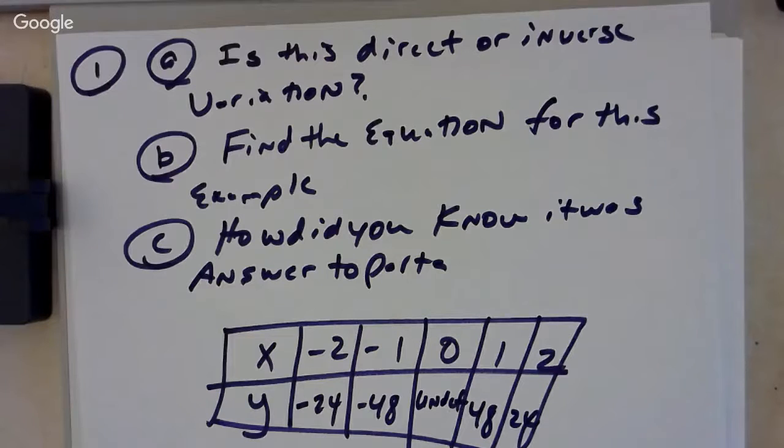Part A is this direct or inverse variation. Part B, find the equation for this example. And part C, how did you know it was the answer to part A? In other words, you got the answer. How did you know that was the answer though?